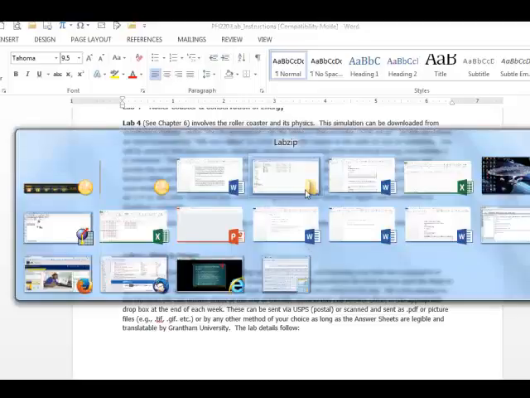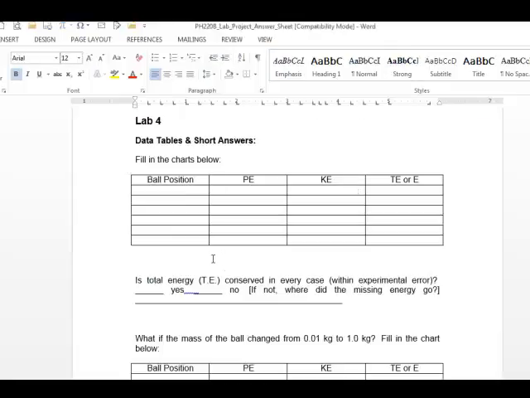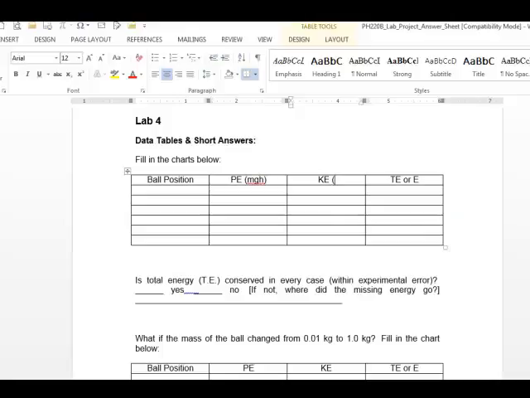So the next thing I want to show you is what these data tables will look like. So notice, again, for Lab 3, this is the answer sheet. There's a ball position, potential energy, kinetic energy, and total energy, or just energy. Remember that potential energy is mgh. Kinetic energy is 1/2 mv squared. Okay, and total energy is just the sum of the two.